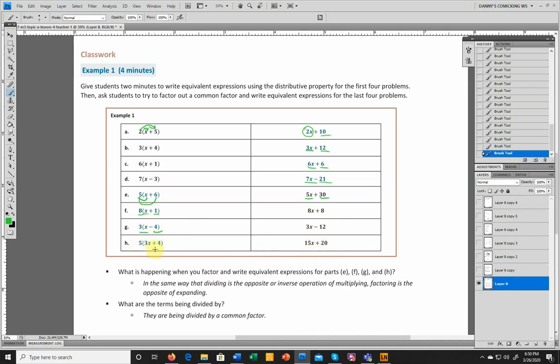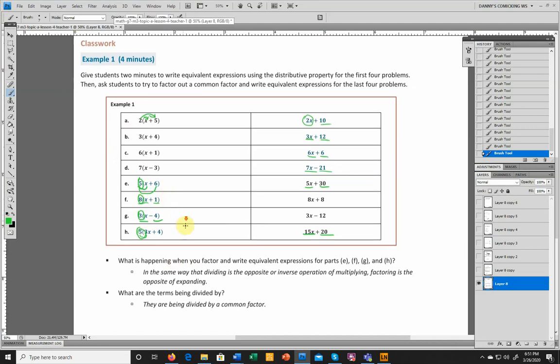This is an interesting problem they threw at you here. So we have 5 times 3 times x. So 5 times 3 is 15. And we don't know what x is, so that's still 15x. So to create 15x and 20, we have to have 5. Because 3 times 5 is 15, and 4 times 5 is 20. That's a little tougher, but you can think in reverse like that. You're supposed to find the factor that is in common with all of these. That's how you figure this out.